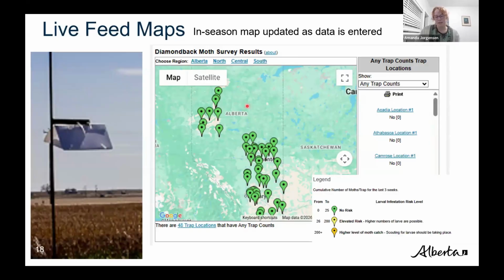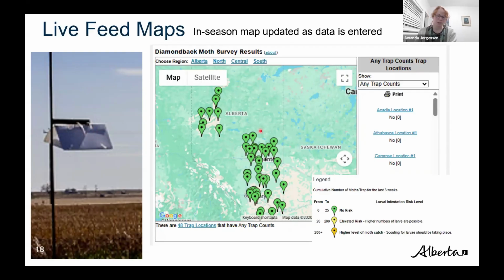Now for our next live map, we have our diamondback moth survey results. These are the numbers of adults that are captured in pheromone baited traps. These traps are set out during May and a bit into early June. The intention of these traps is really to get a good grasp on the early season migration of diamondback moth, to see when those moths are arriving and if we have a large early migration.